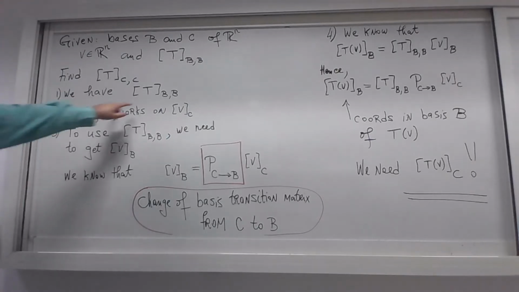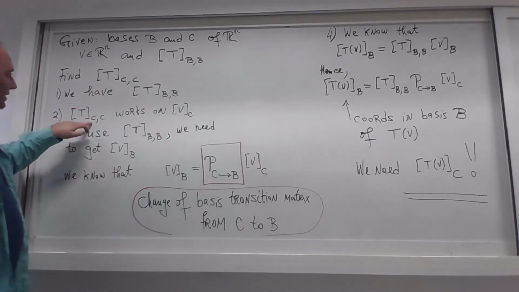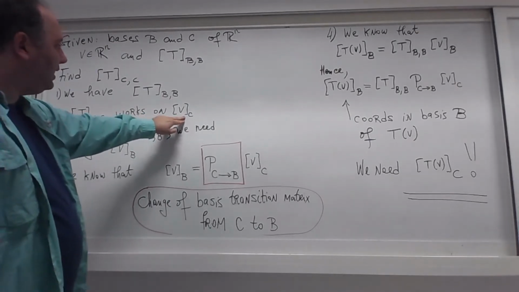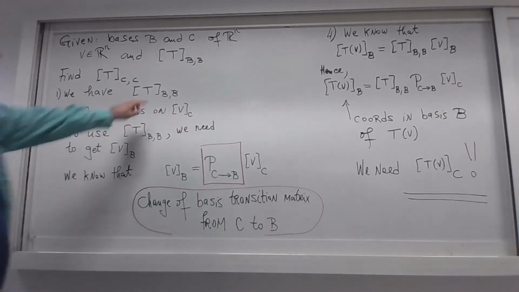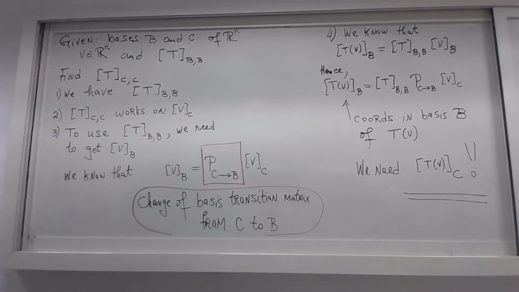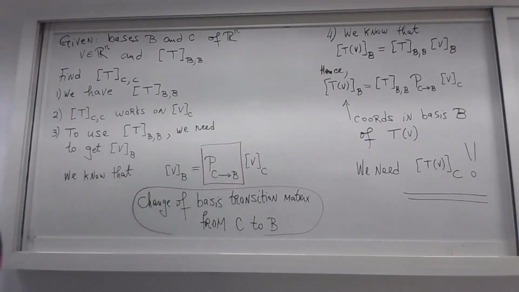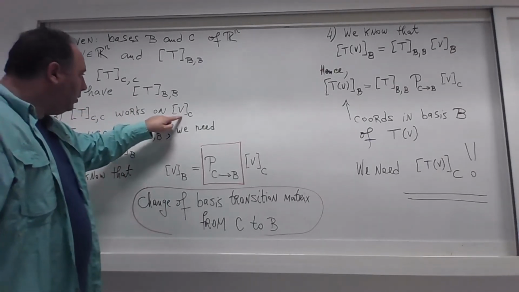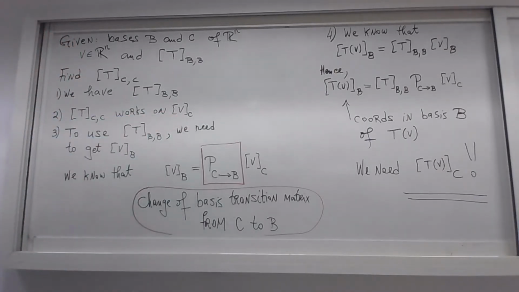Okay, so we have T of BB given, but we know that T of CC needs to work on the coordinates in basis C of a vector. But we only have this guy. So what do we do? Well, we need to use this representation matrix. That's the only thing we have. And eventually we will have this guy here, the coordinates in basis C.